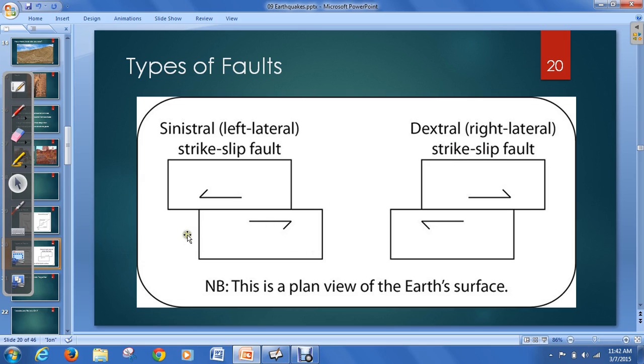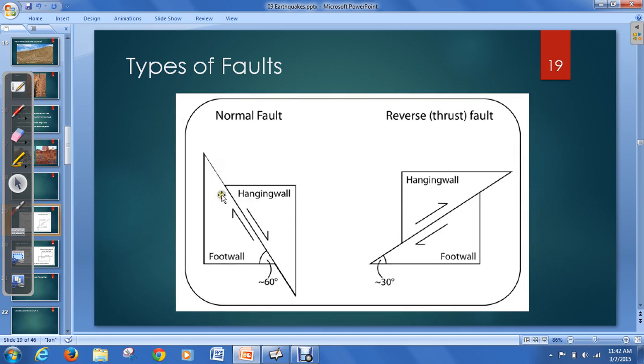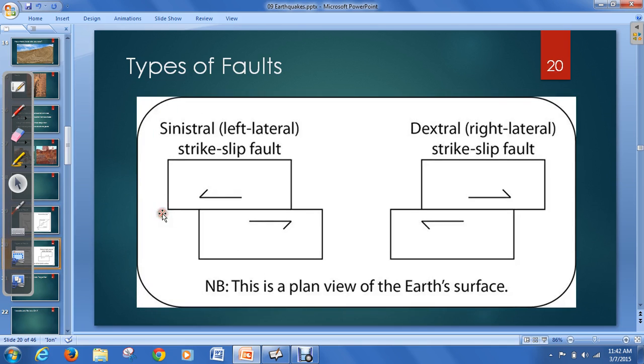So the other two are from a side view. This one's from, I think that's supposed to say plane view of the Earth's surface, like an aerial view. So if you were looking at the ground, this is what you'd see: one part of the Earth going this way, one part going this way. That's a strike-slip fault. This is what we associate with transform plate boundaries. So all transform plate boundaries are going to be strike-slip faults, but not all faults are transform plate boundaries, because some faults are these guys right here, the hanging walls with the footwalls.